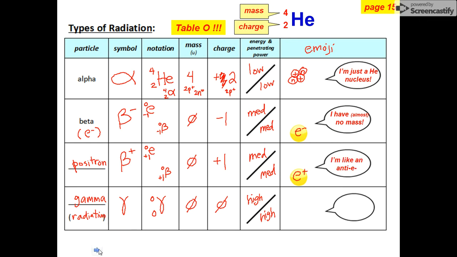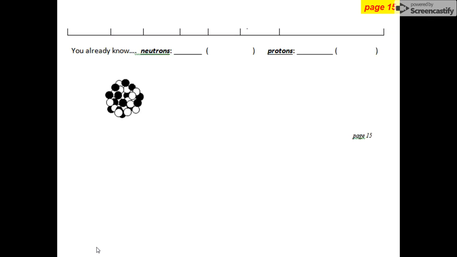I'm like an anti-electron. And finally, our last emoji, gamma radiation, we'll represent with some waves because radiation is a form of energy, and it is in waves. Okay, so gamma particles are just energy, right? Last up, you already know about neutrons and protons. The symbol for a neutron in this type of new notation is mass of 1, charge of 0. Okay, they are neutral, 1 atomic mass unit, or 1 U for unit.